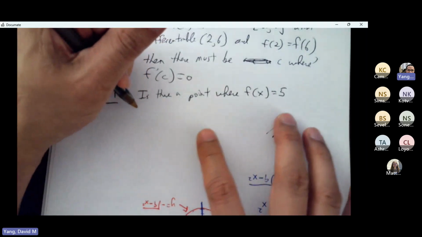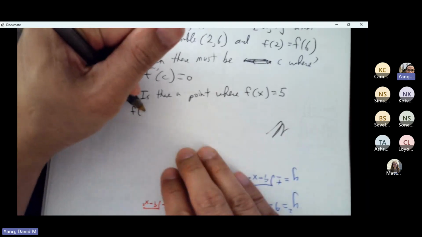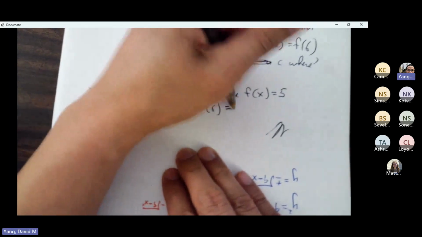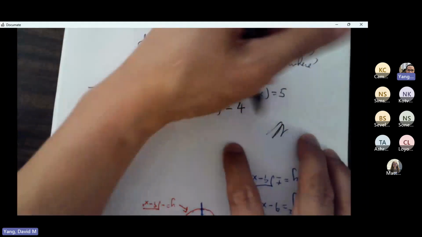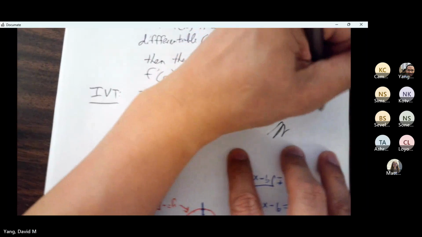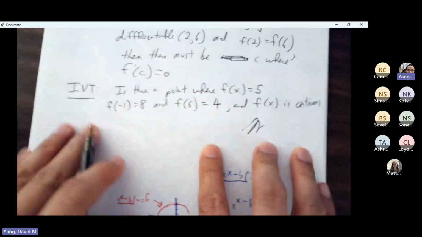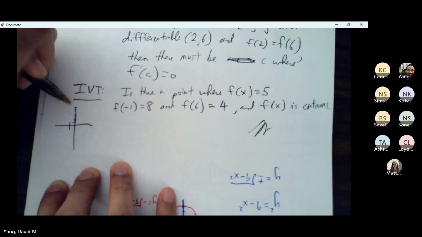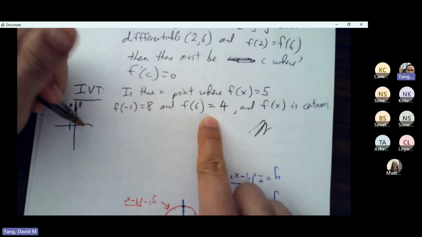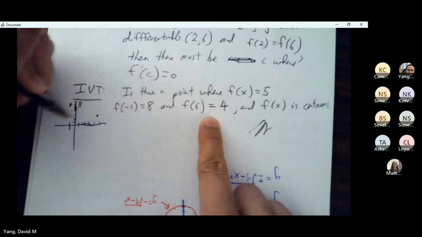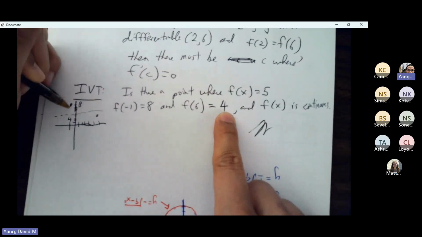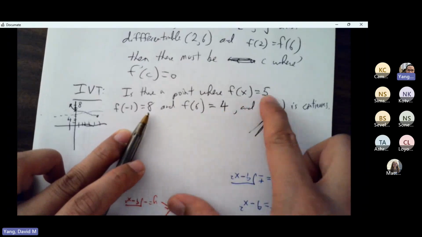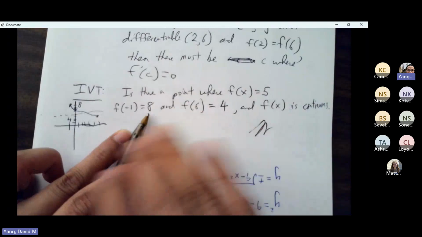And let's say the information on the function tells you that F of negative 1 is equal to 8, and F of 6 is equal to 4. And somewhere they say that F of X is continuous. Okay. So if you can draw this out to convince yourself as well, F of negative 1 is 8. Okay. F of 6 is 4. Then there must be a point where the graph is going to have to cross between 8 and 4. It's got to reach 5 somewhere between, right? If you start at y value of 8 and end up at y value 4, you got to reach 5 somewhere in between. Maybe once, maybe twice, but at least once.